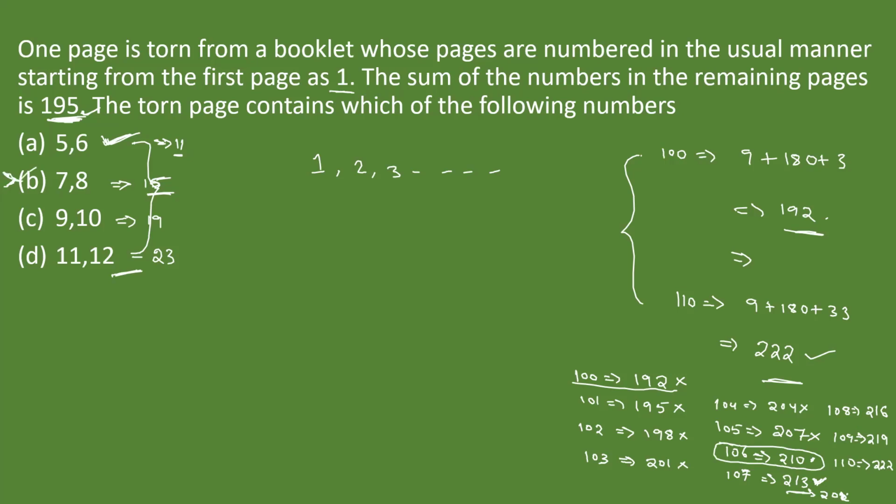And the torn pages in this book are what? 7 and 8. 7 and 8 are the torn pages in that book. Then only it is possible. Okay, then only it will be possible for us. Now we will see our next question.